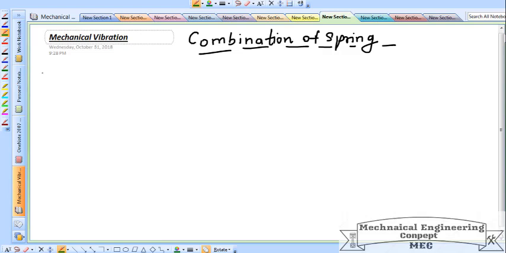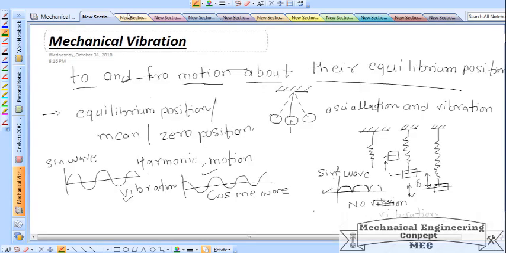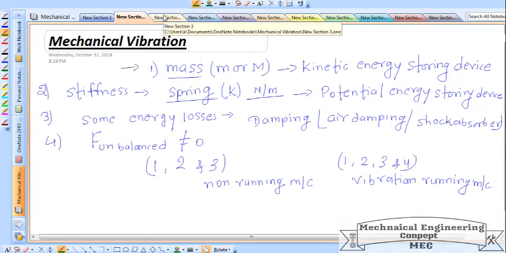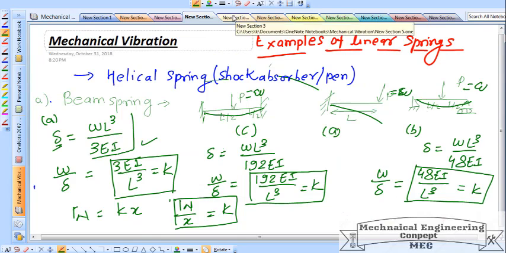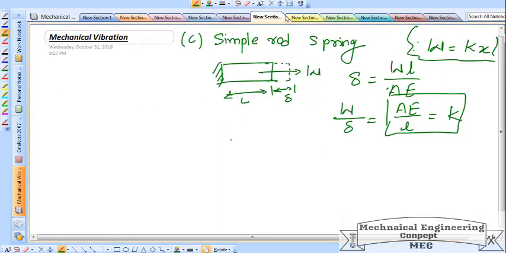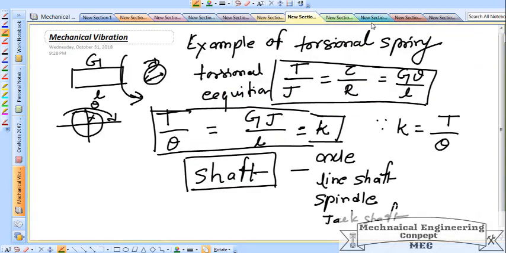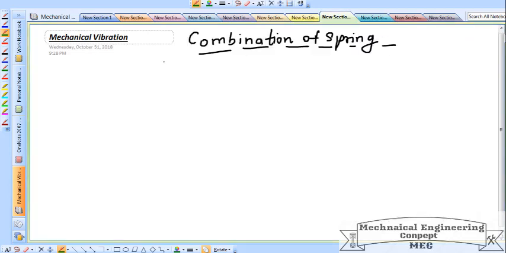Today I am going to continue my previous topic, which is mechanical vibration, in which we already discussed the basic definition of vibration, the components in a vibrating system, and the different types of elements like springs, the types of springs and their applications with respect to major usage and basic influences. Now today I am going to continue my previous topic, spring, with the combination of springs.